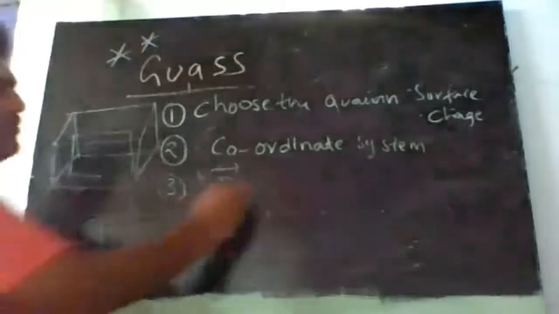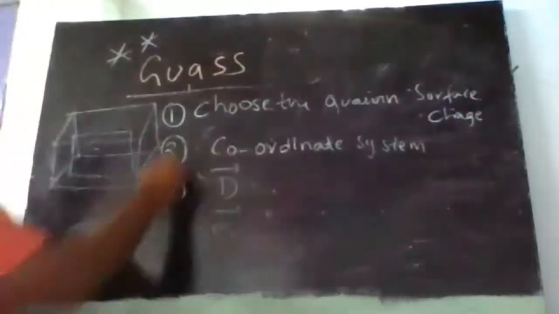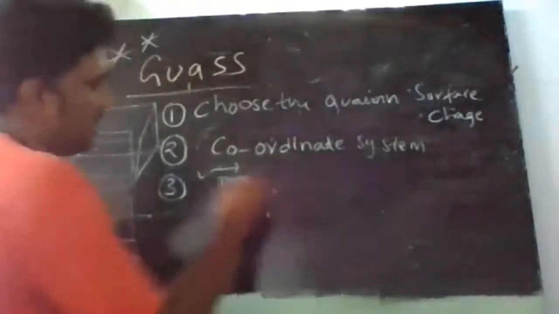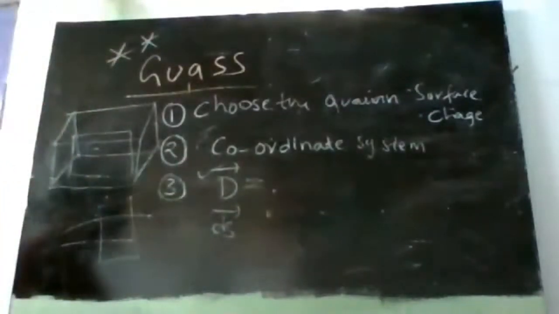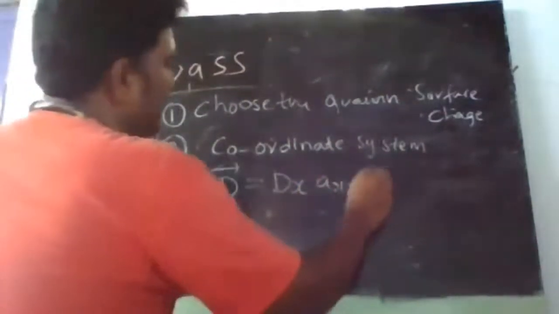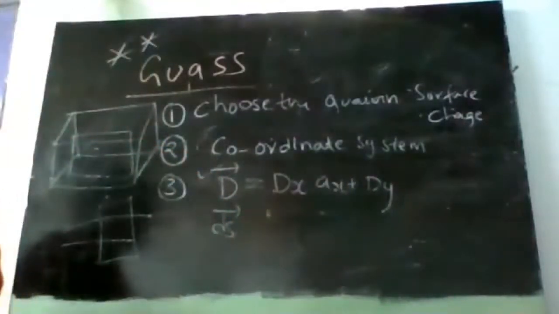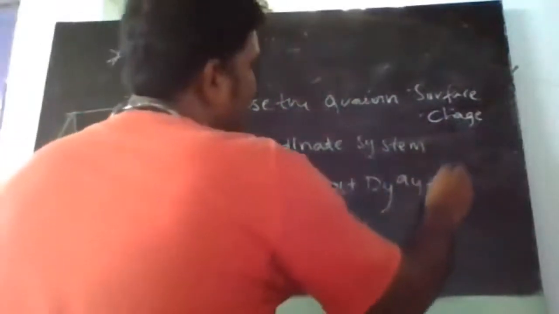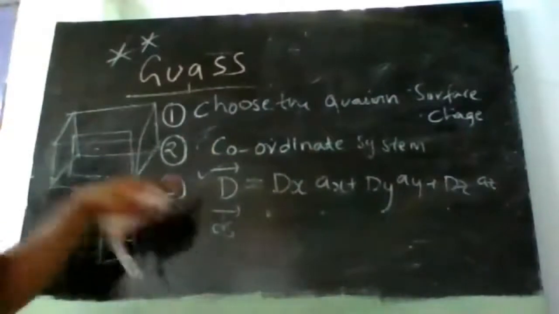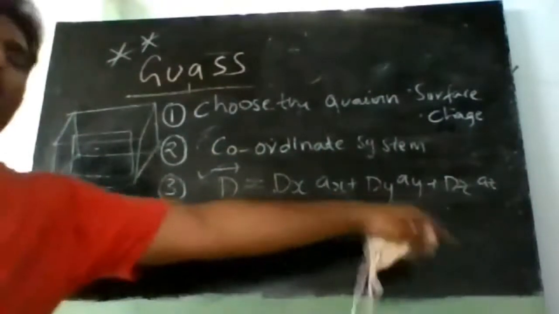First, I have considered a box as my Gaussian surface. Then the coordinate system I have considered is a Cartesian coordinate system. So I have to write D bar in the Cartesian coordinate system. What is D bar in Cartesian coordinates? Obviously we can write it as Dx ax, that is, the component along the x-axis is Dx and the unit vector is ax, plus Dy ay, plus Dz az. So this is my flux density: Dx ax, Dy ay, Dz az.